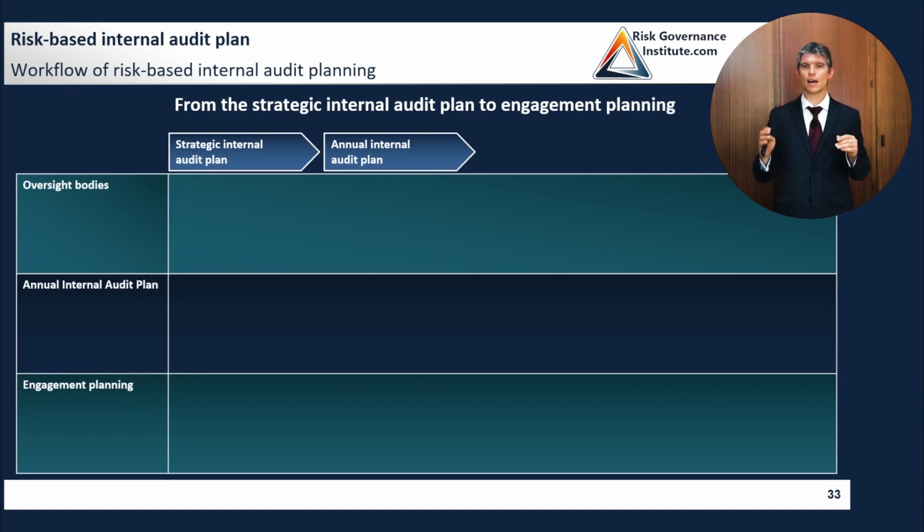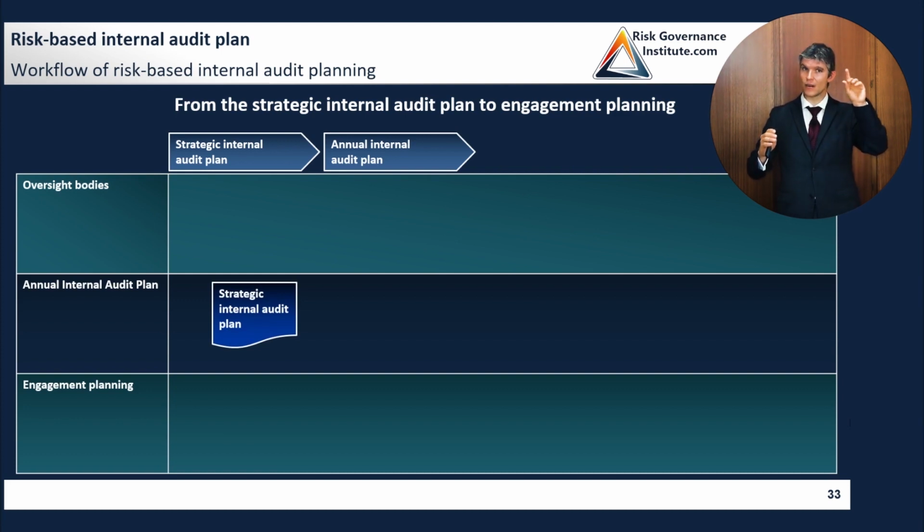From the strategic internal audit plan to engagement planning, we have our oversight bodies, our annual internal audit plan, and our engagement planning. And now I'm going to place the strategic internal audit plan here. It's not the strategic risk assessment. It's the plan based over, say, 3 years. We have 3 different years of things. And you're going to see how the process is slightly different.